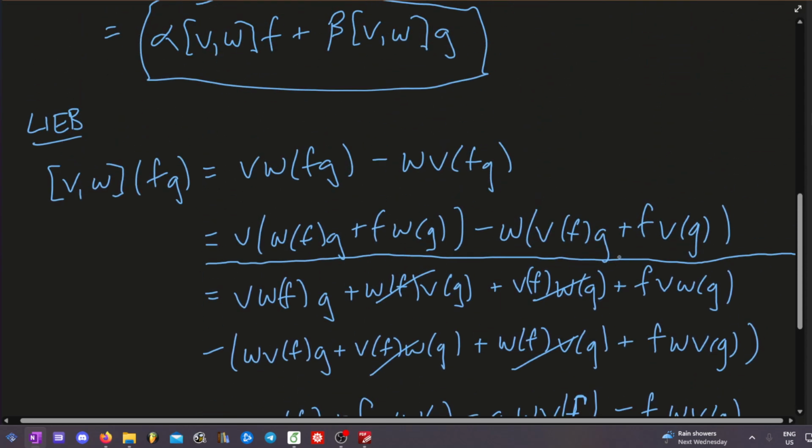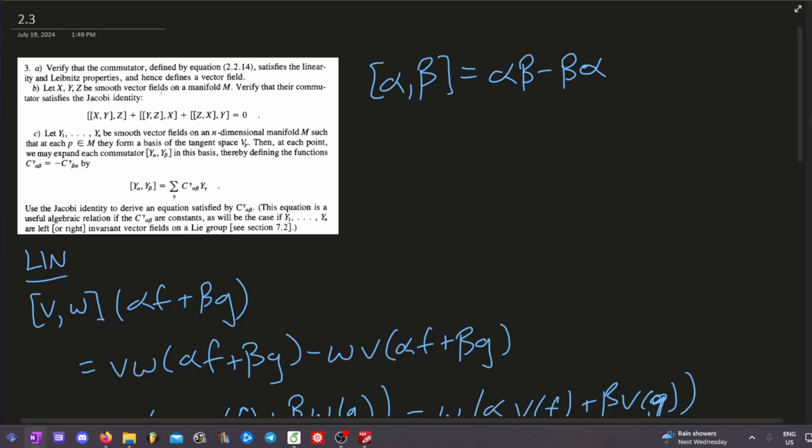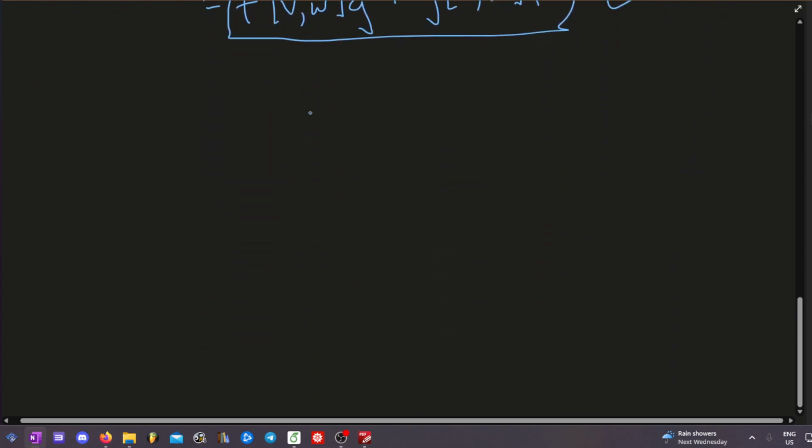Okay, so we can move on to part B now, where it asks us to let x, y, and z be smooth vector fields on a manifold M, and verify that their commutator satisfies the Jacobi identity, which is written on screen here. So let's just quickly run through this. It's just a boring computation.